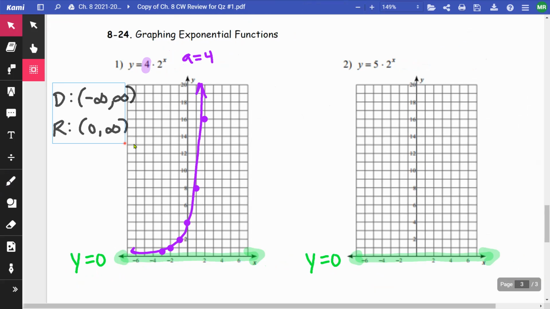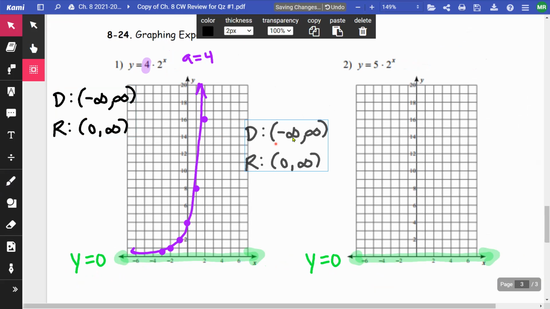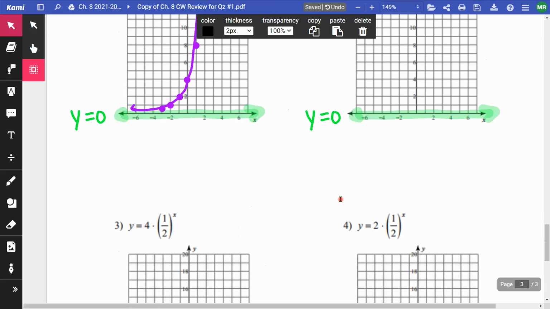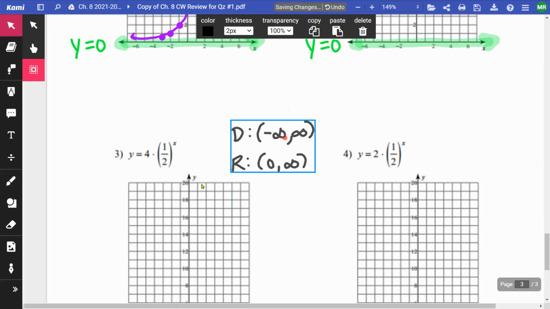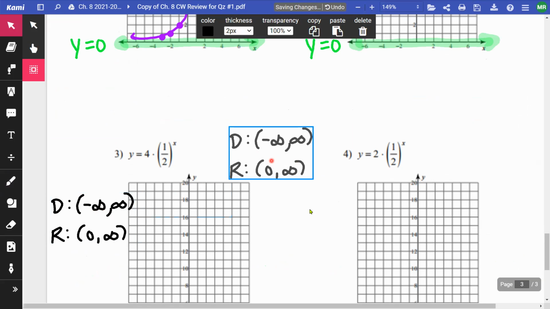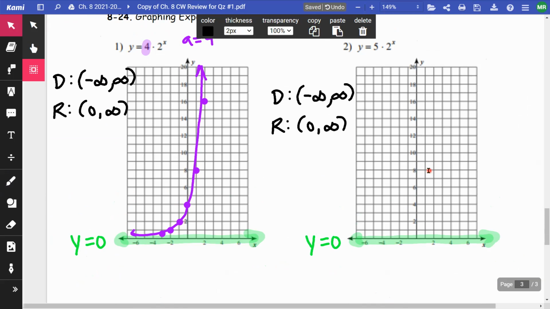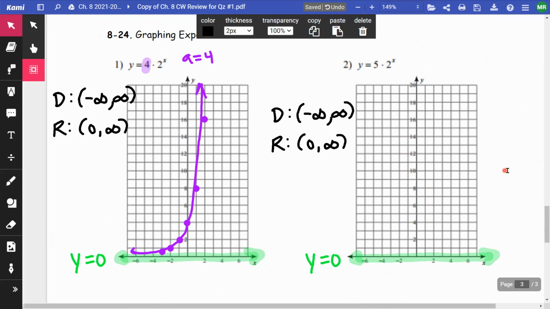So I'm going to come select this. Let's see, I'm going to try to select just the black. So right here, just selected the black. I'm going to copy and paste because this is going to be the same for all of them. Okay. So now you try to graph 2, 3, and 4. So pause this, try those. Pause now.